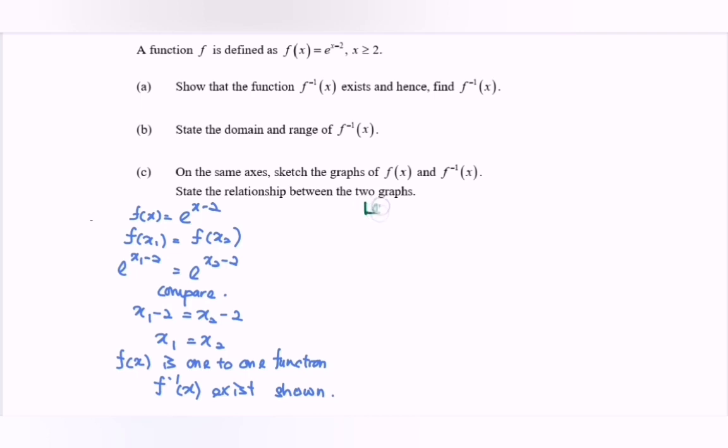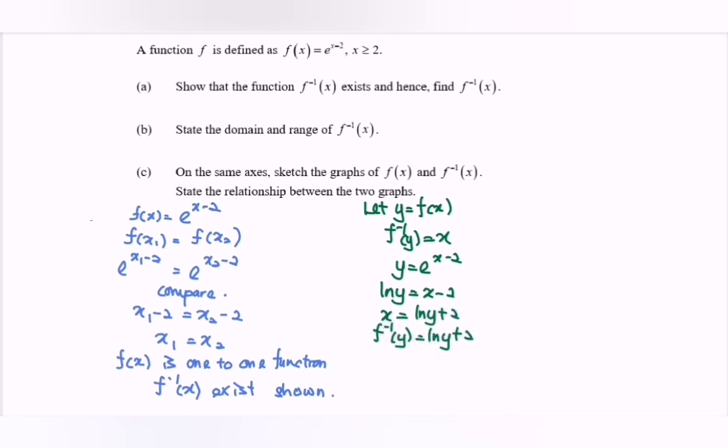Next, let y = f(x). So f inverse of y equals x. So y = e^(x-2). Taking ln on both sides, we have ln y = x - 2. So x = ln y + 2. So f inverse of y = ln y + 2. F inverse of x equals ln x + 2. So that is the f inverse, ln x + 2, and we have f(x) = e^(x-2).